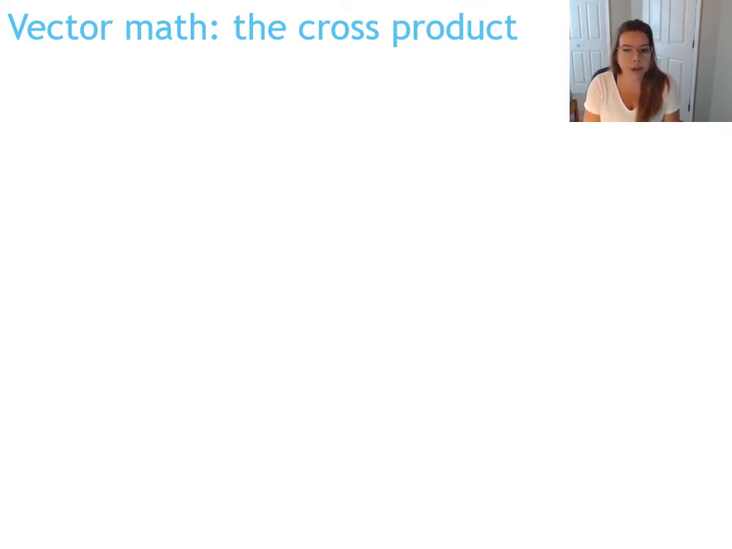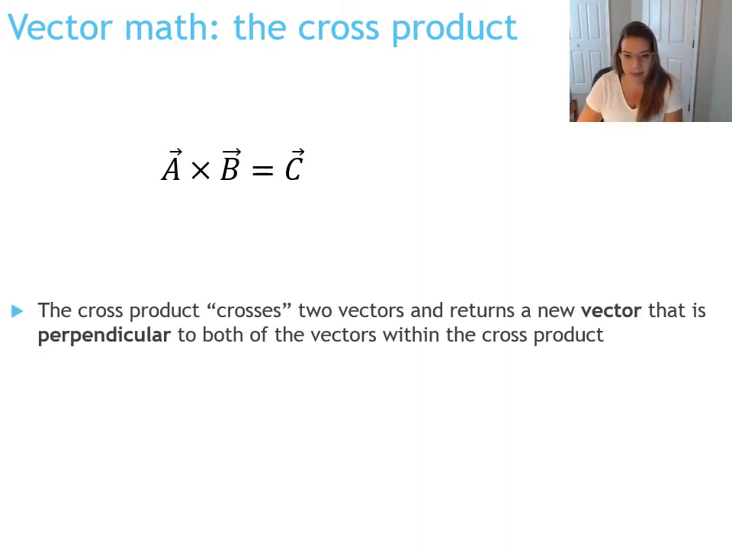So in this video, we're introducing a brand new vector math operation. It's called the cross product. And so when you see an x between two vectors, that's what you call the cross product. The cross product is an operation that crosses two vectors, and the result is a new vector that is perpendicular to both of the vectors that were in the cross product.